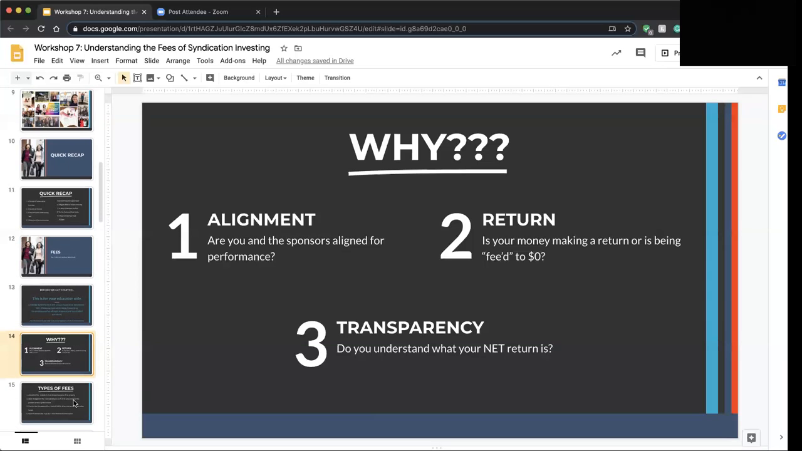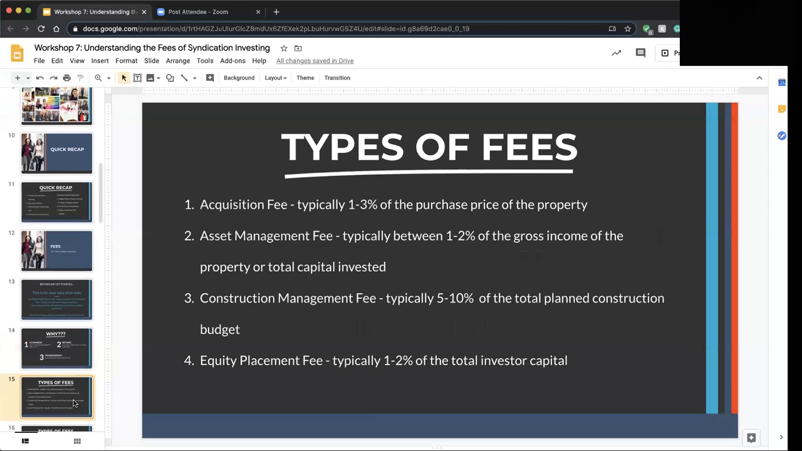So let's go over the different types of fees. There are 7 of them that are pretty typical for investments. The first one is the acquisition fee. So this is actually what it costs to purchase the property. Think about all the legal work that has to go into play, all the labor that had to be incurred to find that particular property. That goes to help cover the acquisition fee.